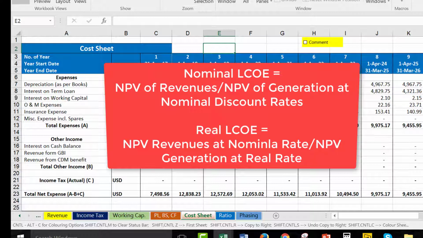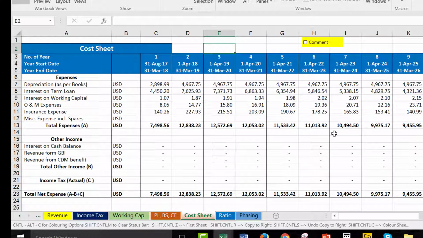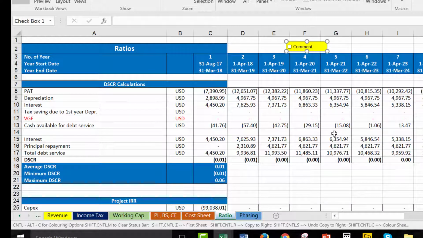If the government gives you a discount rate, you take the NPV of the revenues divided by the NPV of the generation. You could also take the NPV of the operating cost divided by the NPV of the generation and get the levelized cost of O&M. You can do all that. It takes like a minute. And instead, we have a whole big formula for that. And then the ratios.